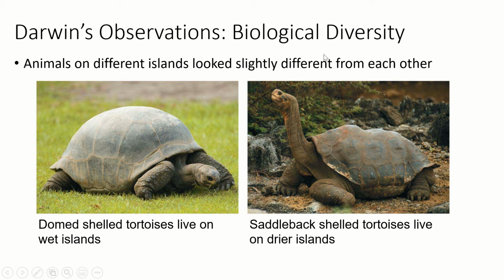He also noticed that the islands had different environments, and animals on different islands looked different from each other. So on really wet islands, these giant Galapagos tortoises had domed shells. These tortoises are like 5 feet long, so when I say giant, I mean really giant. And on drier islands, they had these saddlebacks. And you can imagine that the tortoise could actually collect some water there, which could drain off and then be drunk or something. Or the dome is just not advantageous when it's dry.